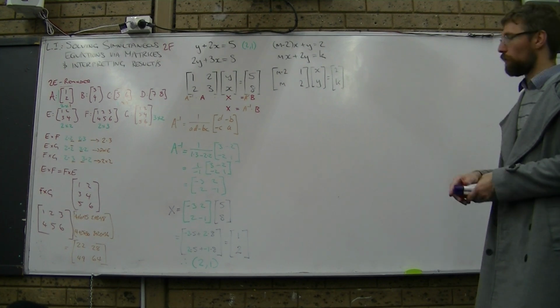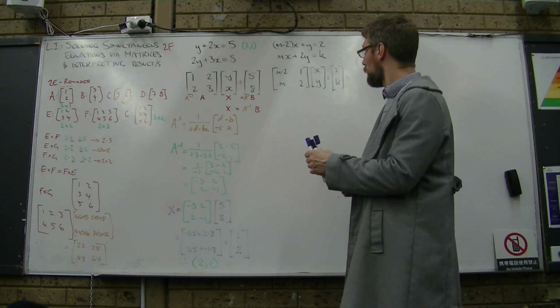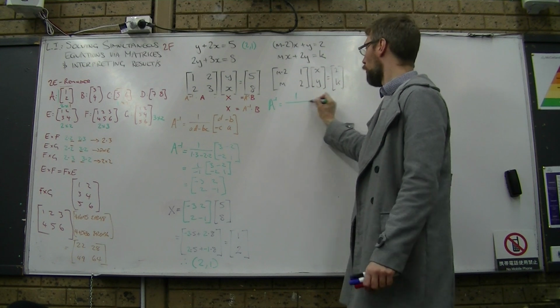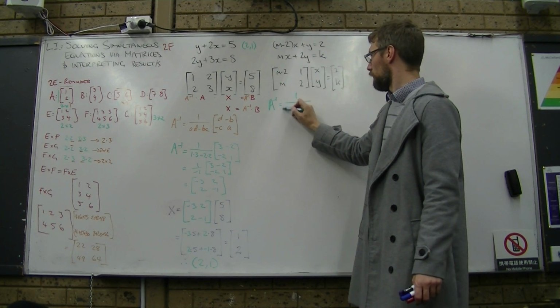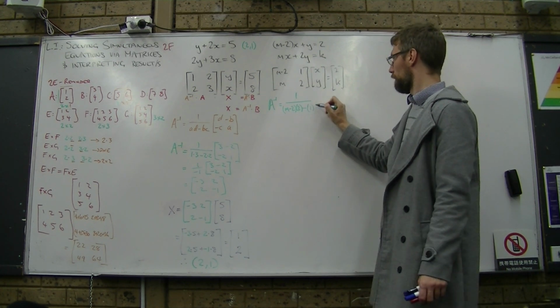Right, what are we going to do from that based on the prior example? Find the inverse. Okay, which I hope I did. 1 over ad minus bc, times the matrix with m minus 2, 2, and 1 times m.